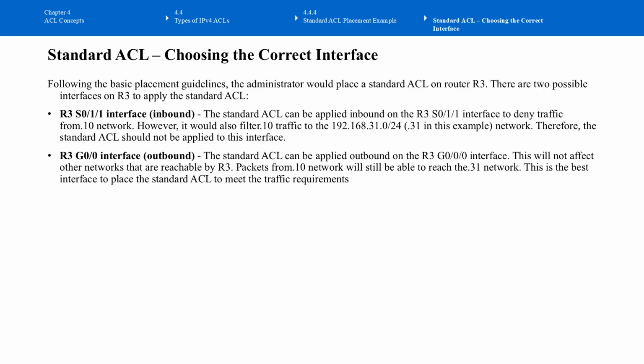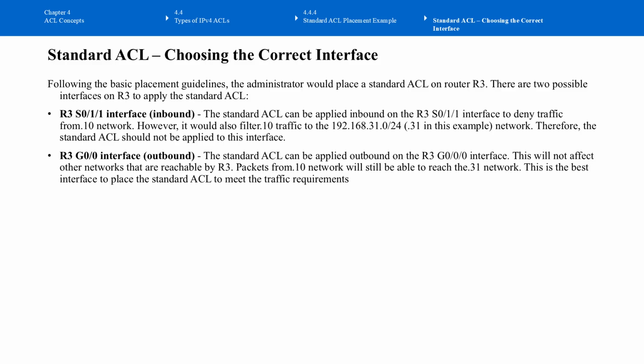R3 has two possible locations for a standard ACL. The first one, R3 S0/1/1, that's the inbound. Traffic from 192.168.10.0/24 enters R3 through this interface. If we block the .10 network here, the .10 to .30 will be blocked. .10 to .31 is also blocked. This is too restrictive because the ACL cannot distinguish between the .30 and .31 destinations.